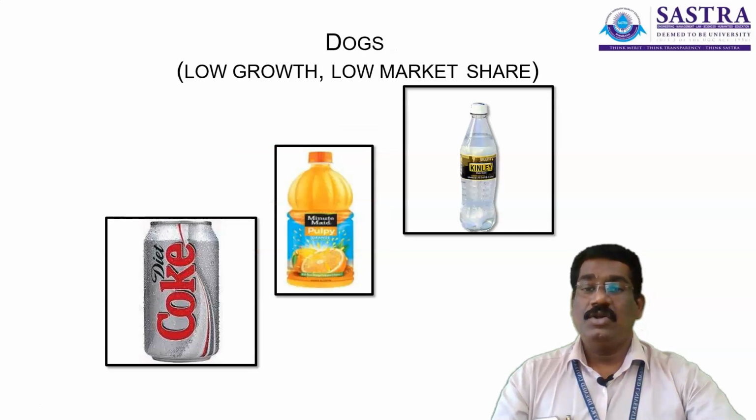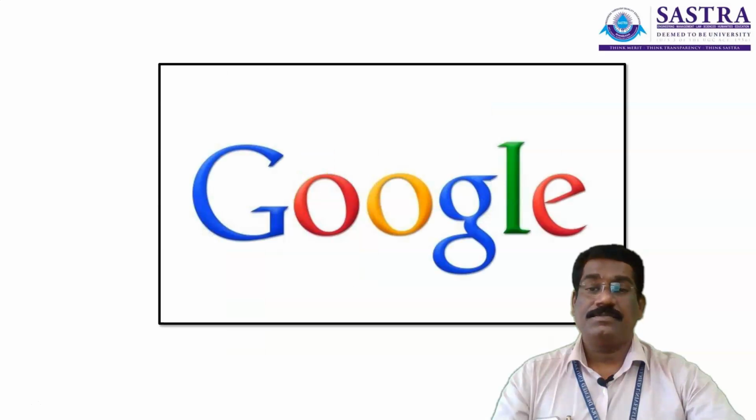Next one is about the dog. Dogs have low growth and low market share. Kinley soda, Minute Maid Pulpy Orange or Diet Coke all fall under this dog category. Coca-Cola has to either reposition them and move them towards the question mark, and from there they can move to Star. Otherwise it is a big problem for a dog. It will consume more of the resources of the company, so it is better to get away from these products.